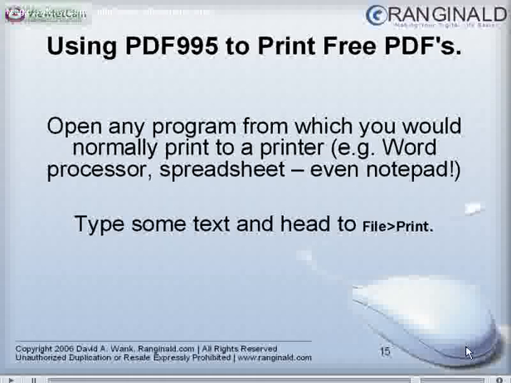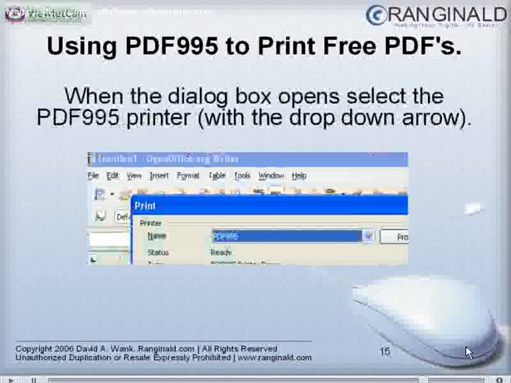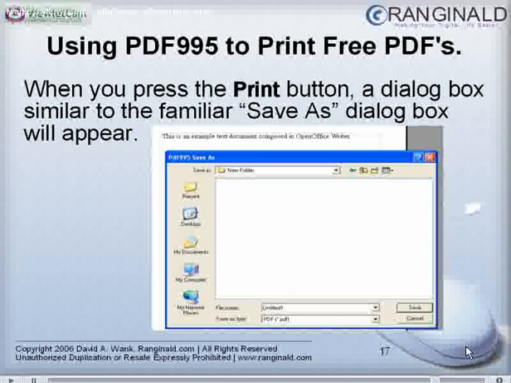So, now all you have to do to print a PDF is open any program that you would normally print to the printer, word processor, spreadsheet, even the notepad, type some text, and go File, Print. So when you hit File, Print, I'm here in OpenOffice in their Writer. I just went to the down arrow and I selected the PDF 995 as a printer. And then you press the Print button. You'll get a Save As dialog box, and notice I have my example document behind us here. It's untitled. We'll call it Untitled for now. And see how it says Save As Type PDF. You click the Save button.